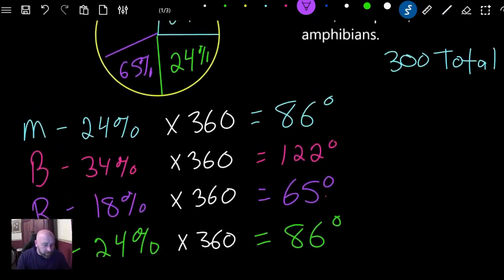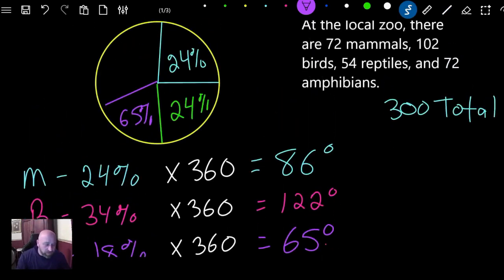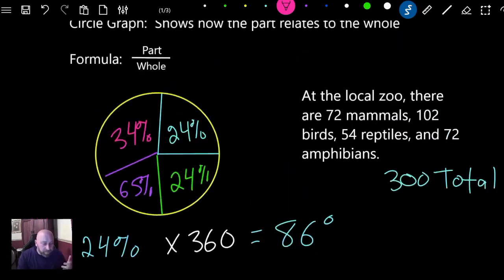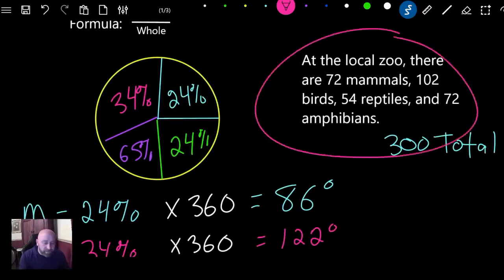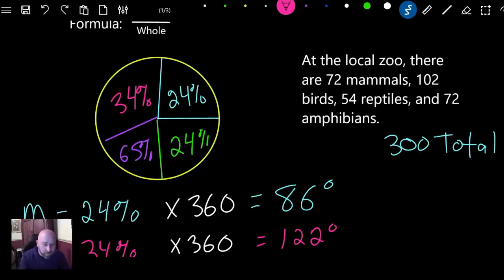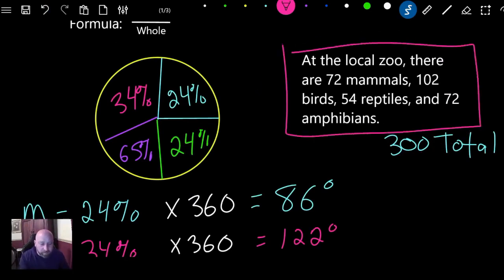And then the last one, the 34%, the birds were 122 degrees. So 34%. All right, there you go. So there is your circle graph with this data information. So, I mean, just look at the two. Let's compare them. So here's your word information. There's your data. And it looks boring, right? It's just a bunch of words and letters and numbers and yeah, okay.